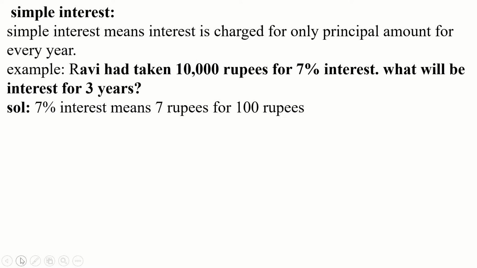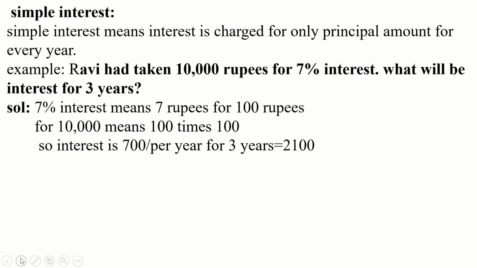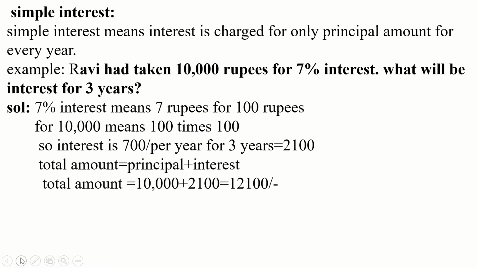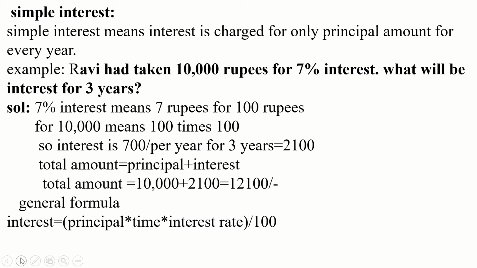So 7% means 7 rupees for every 100 rupees. Here 10,000 rupees are there, so it is 700 rupees per year. For 3 years it will be 2,100. For simple understanding, I explained it in 3 steps. You can solve it in 1 step using the simple formula, PTR by 100.